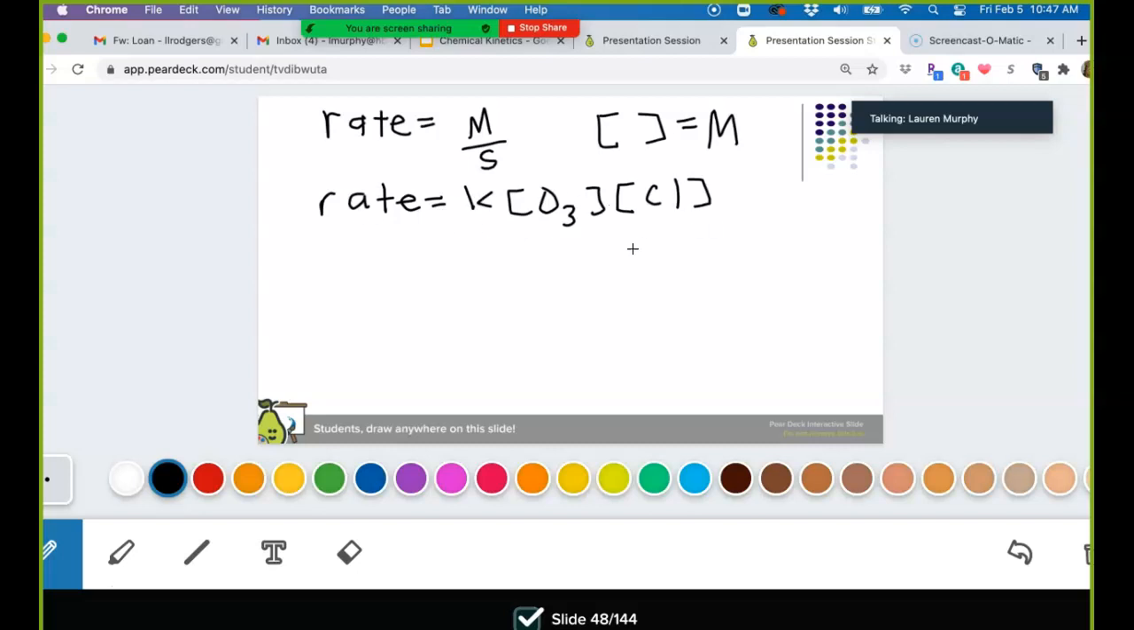Here's what they said. Eventually next week we'll be plugging numbers in, but for now let's just mess around with units. I just said rate is molarity over seconds. So molarity over seconds equals K, the rate law constant. And then the concentration of ozone's units will be molarity. The concentration of chlorine will also be in molarity. Now I just rearranged to get K by itself with just units. So I divide both sides by these M's, right?